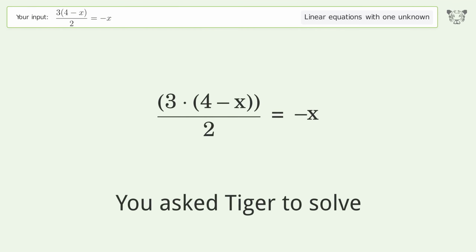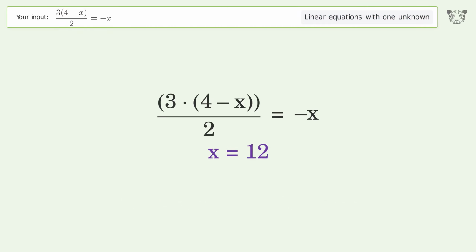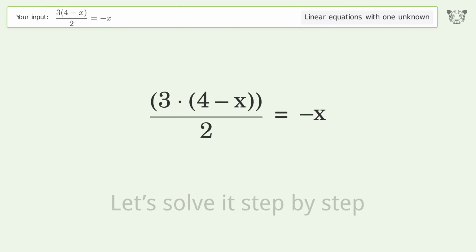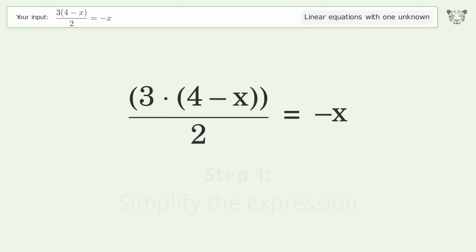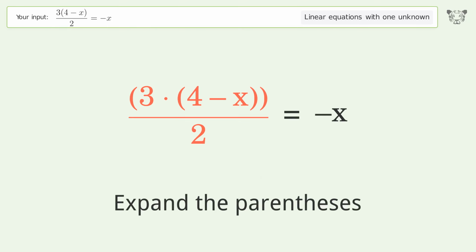You ask Tiger to solve this. It deals with linear equations with one unknown. The final result is x equals 12. Let's solve it step by step. Simplify the expression. Expand the parentheses.